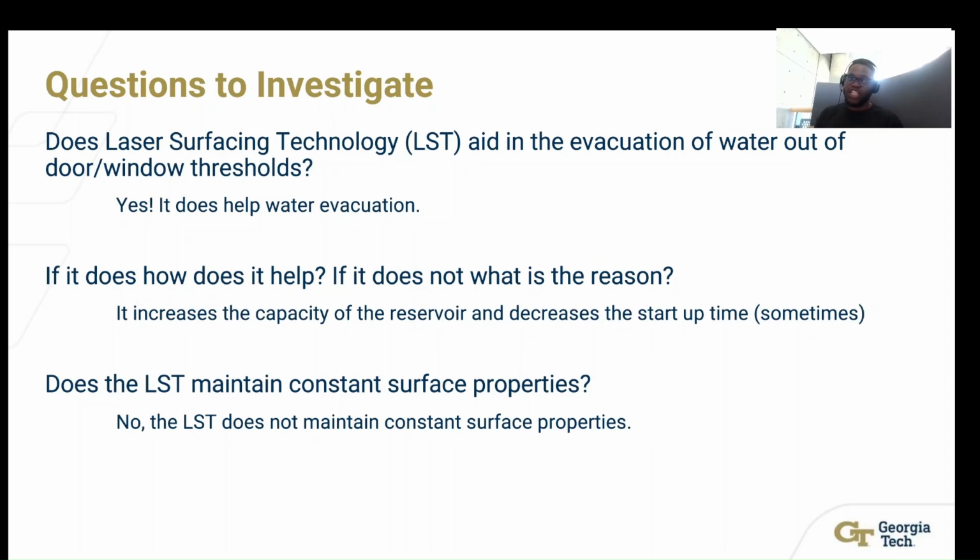So we had a few questions that we wanted to investigate throughout the duration of our Capstone experiment, and we designed our experiment around these. The first question we wanted to know was whether or not LST is effective in evacuating water out of the door and window thresholds. The answer that we found was yes, it does help with water evacuation, which I'll get into later in the presentation. We found that it helps by increasing the capacity of the reservoir and can sometimes decrease the startup time. That was the second question that we answered. And we also wanted to know whether or not the LST maintained a constant surface property, and we found that it does not.